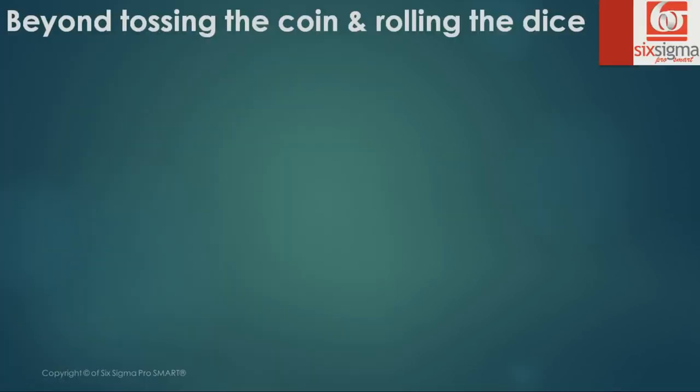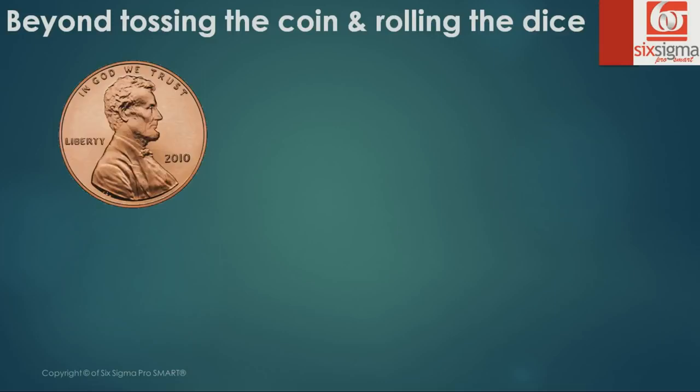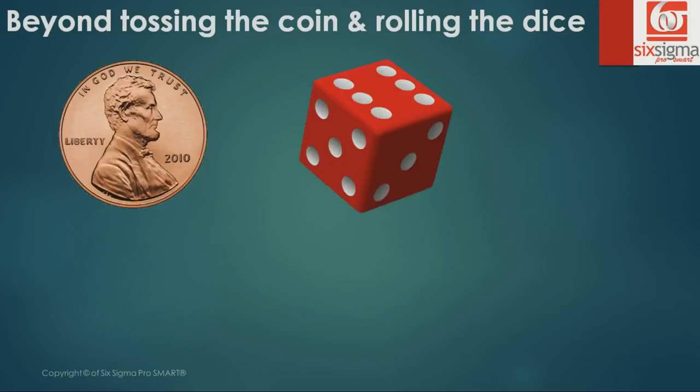Now this is clearly beyond tossing the coin and rolling the die. If you've studied basic probability, you would know what happens when you toss a coin, what happens when you roll a die, but there are concepts which could be tricky at times. And that's where your examiners or interviewers try to differentiate between a person who just has a superficial understanding of the subject versus a person who's really understood the core concepts.